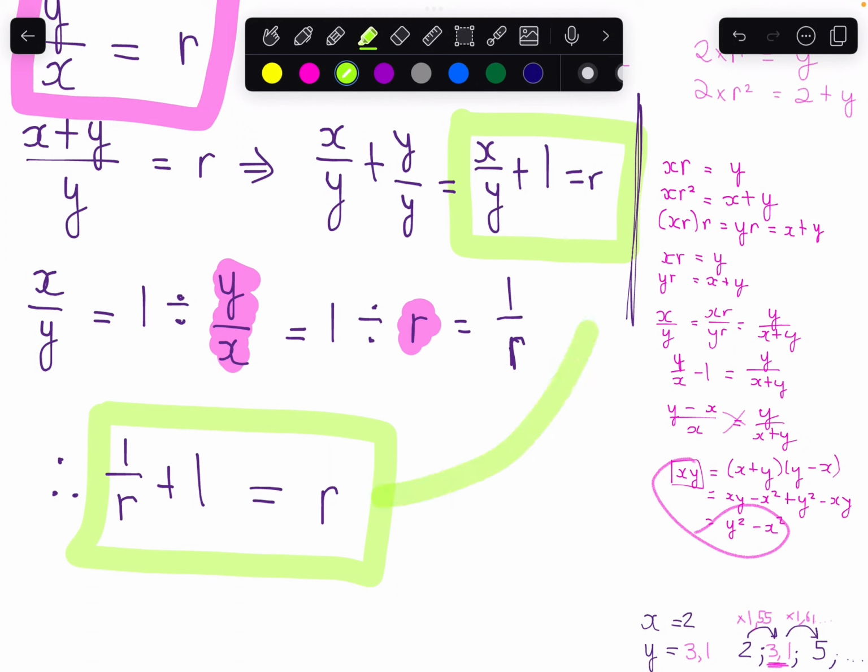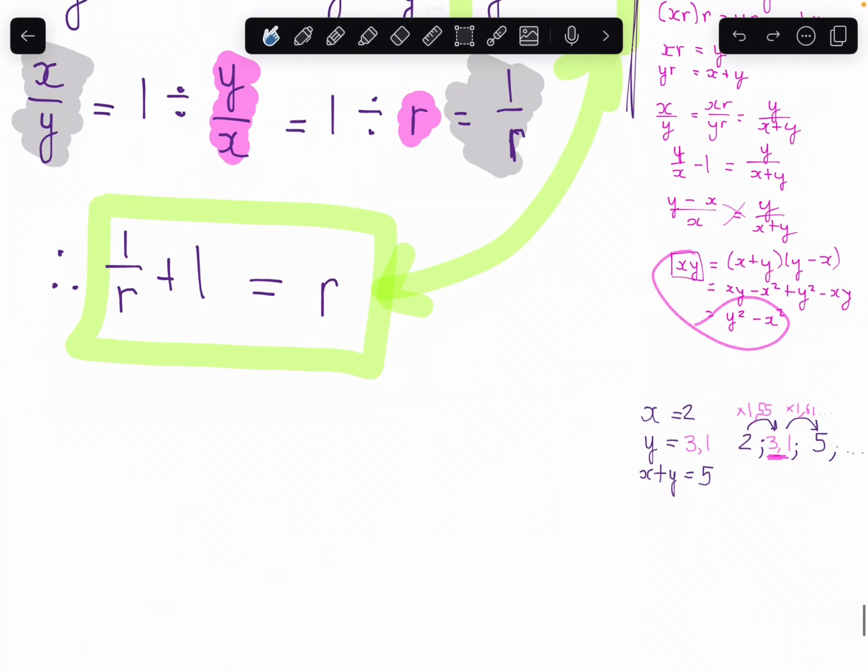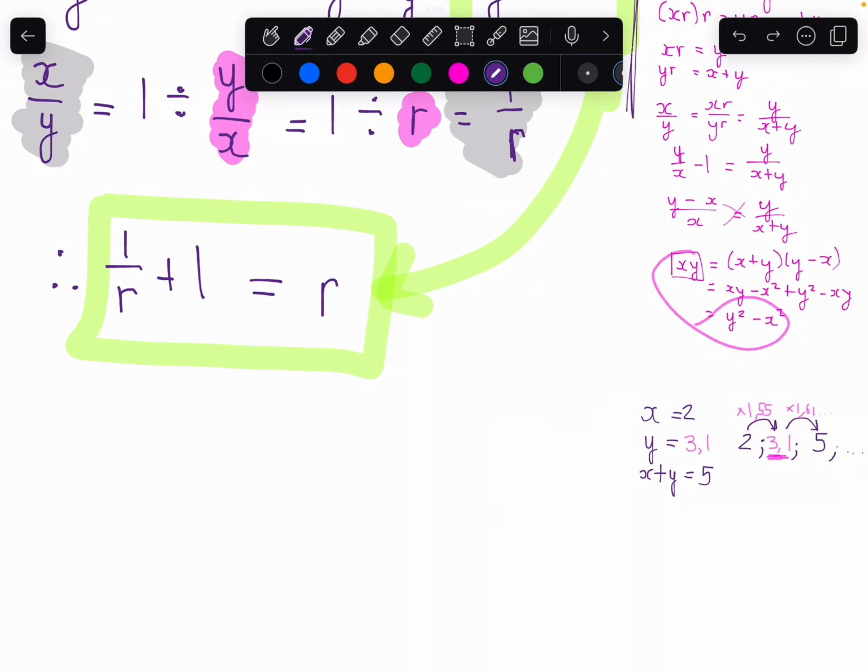Okay, so these are the same, and they are the same because we have discovered that x over y is equal to, in a very long-winded way, 1 over r. It is the inverse of the ratio which we find to be y over x. And now we can solve.